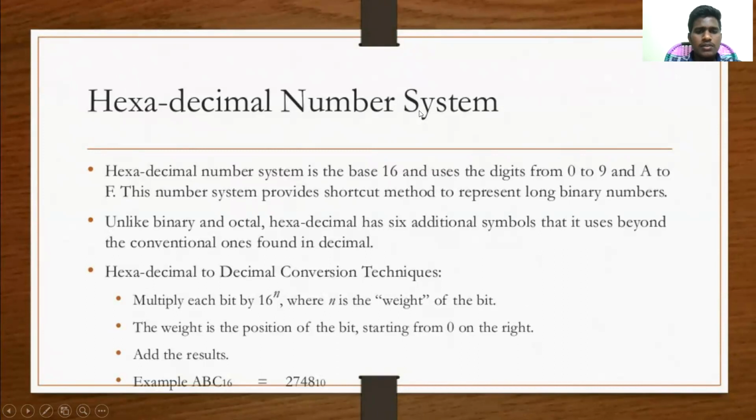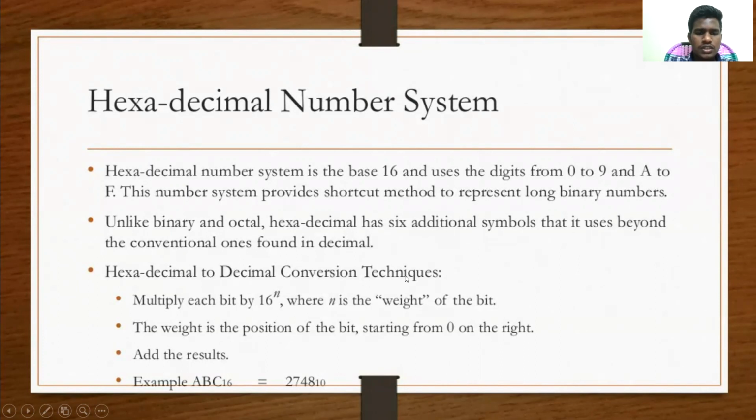Next, the hexadecimal number system. The hexadecimal number system is base 16 and uses the digits from 0 to 9 and A to F. This number system provides a shortcut method to represent long binary numbers. Unlike binary and octal, hexadecimal has 6 additional symbols beyond those found in decimal.